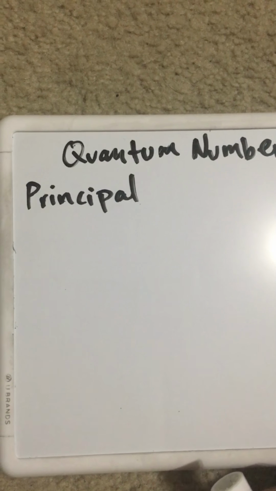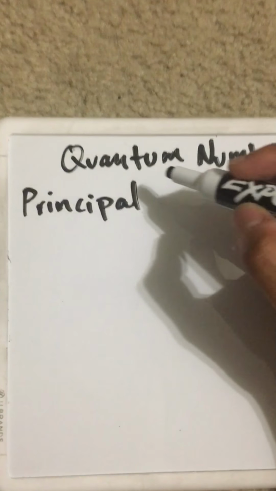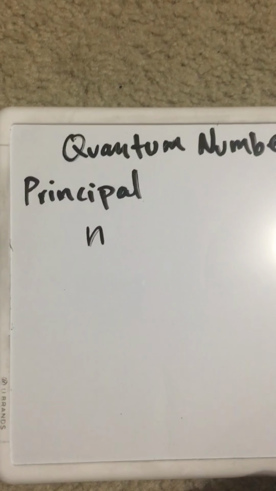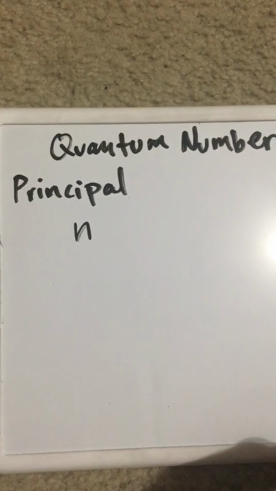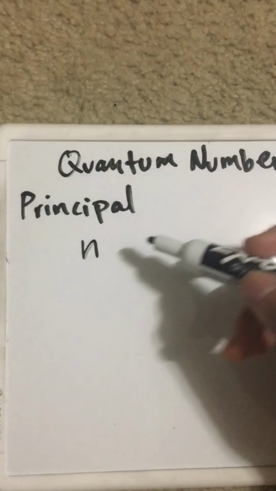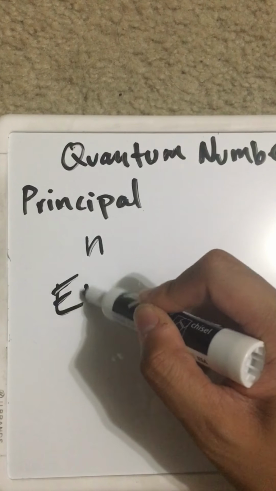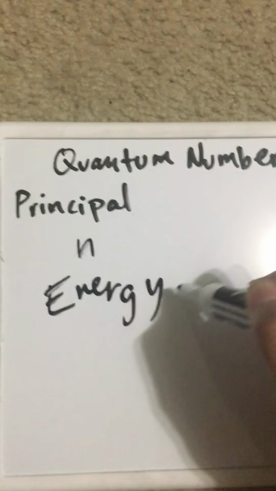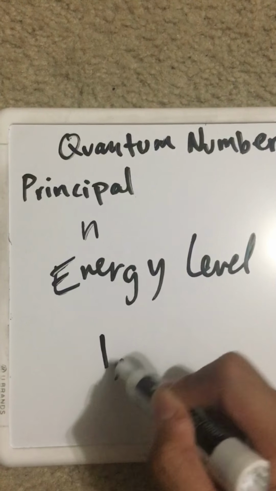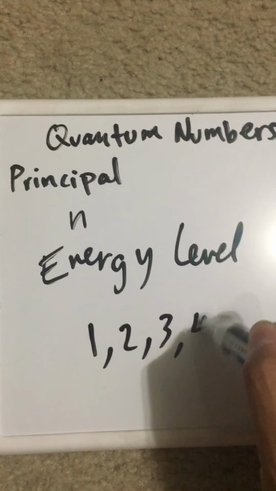The first quantum number is principal, and it is represented by the letter N. The principal quantum number shows the energy level that the electron is found in. And we can use numbers for the energy level. Whole numbers, 1, 2, 3, 4, and so on.